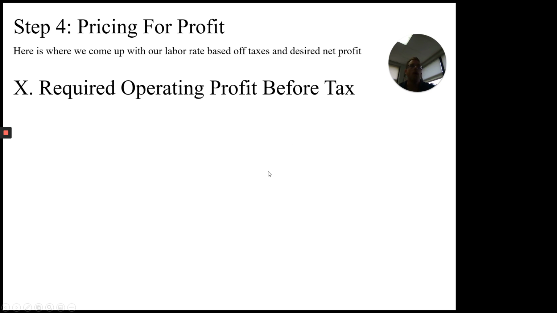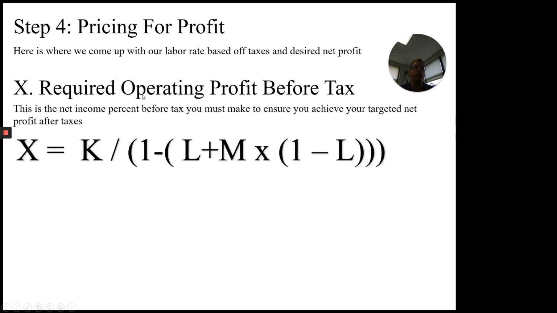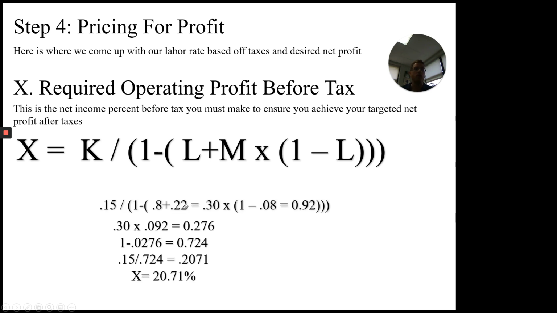So let's talk our required operating profit before tax. This is the net income percent before tax that you must make to ensure you achieve your targeted net profit after tax. So because we know what we want to make as a net profit, we have to come up with what percentage we want to put on top of it to pay tax and make our net profit. So to do that, you use the following formula, which is confusing. So I broke it all down over here. Once again, you need your numbers, but for me, the numbers were below.